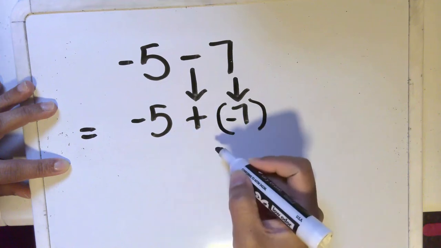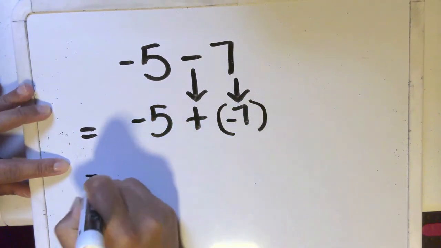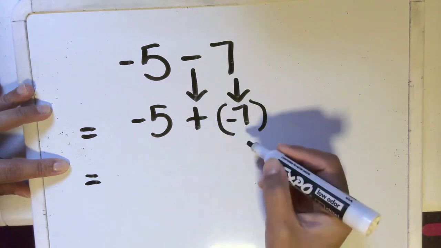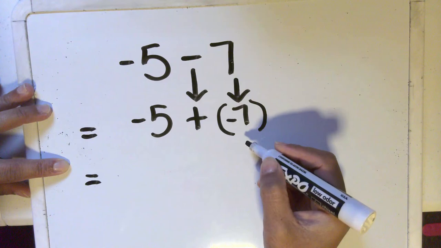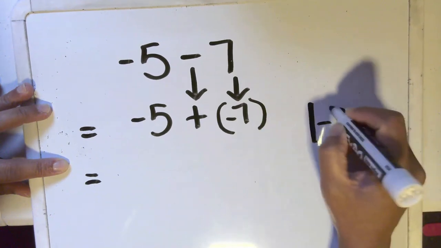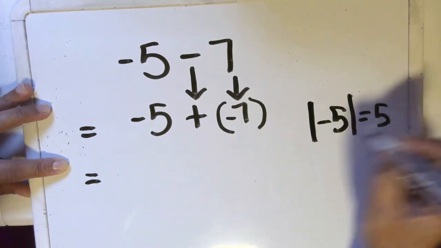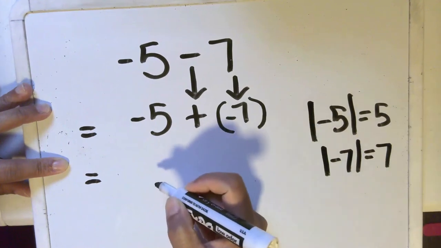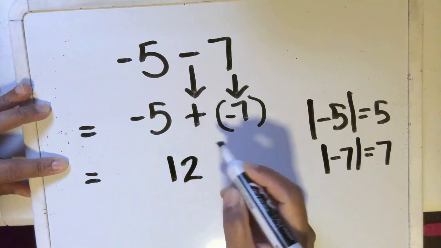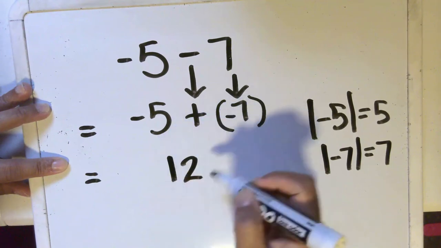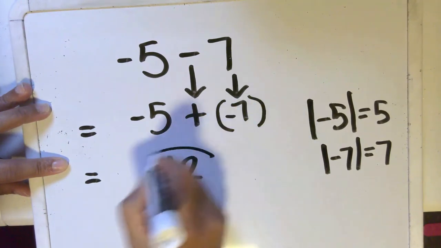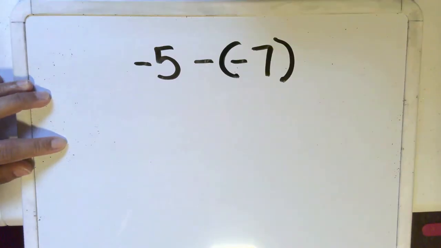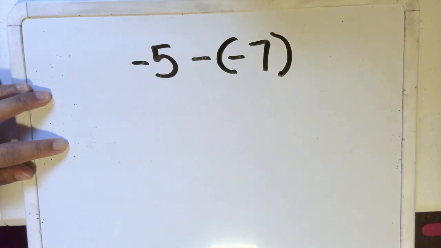From here, we can now apply the rule in adding integers. When you're adding integers with same signs, all you have to do is add the absolute values of these numbers and then copy the common sign. The absolute value of negative 5 is equal to 5. The absolute value of negative 7 is equal to 7. 5 plus 7 is 12, and then copy the sign that is common to both of them, and that is negative. So the answer is negative 12. Let's have another example.